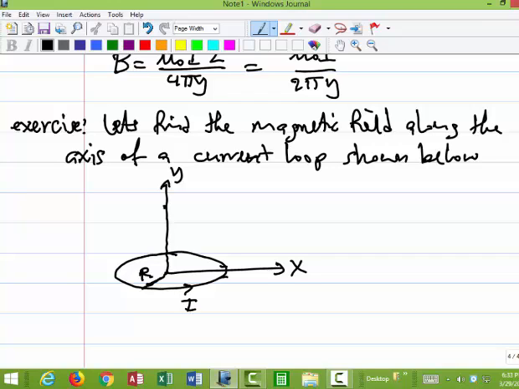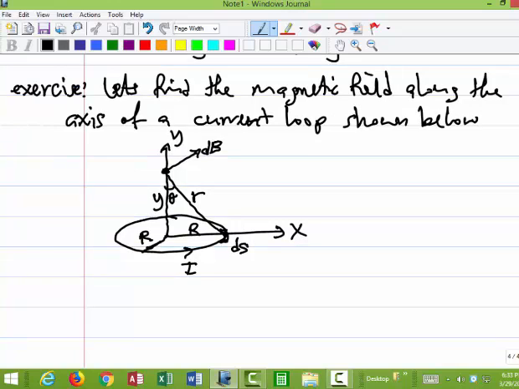So at this point P, the field is going to point that way. So let's call this field dB. And so this field is coming from this segment here. Let's call it ds. And so this segment is at some distance r. And of course, the unit normal vector is still there. So this distance is y, and that is r. Okay, the angle here, let's put the angle here to be theta, like that. So we shall use this to find the magnetic field of a current carrying loop.